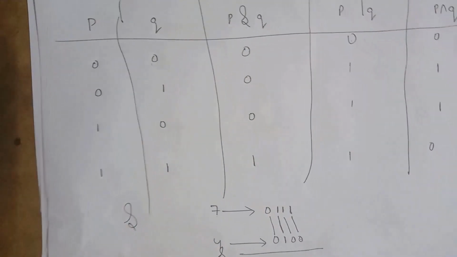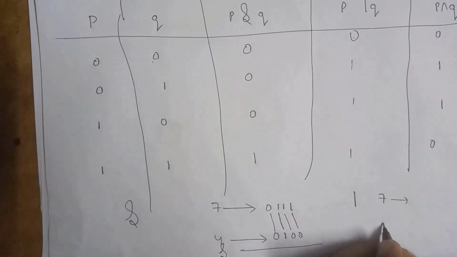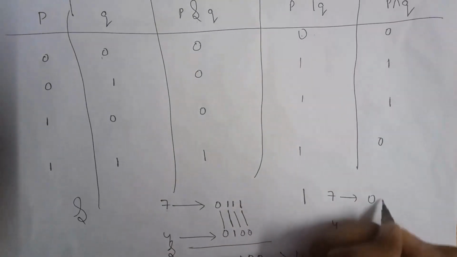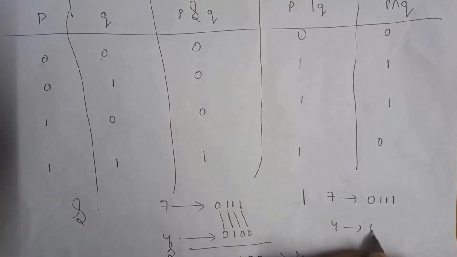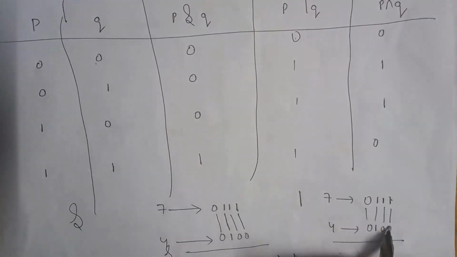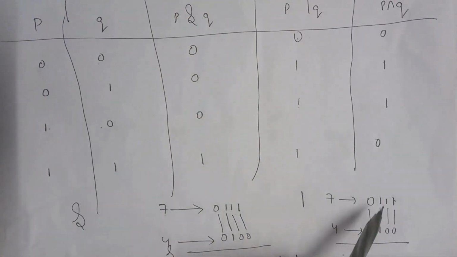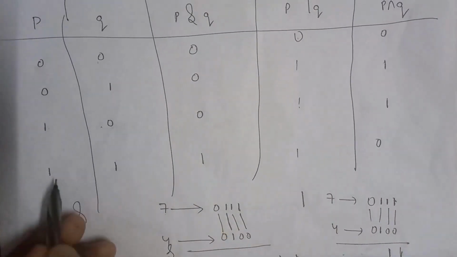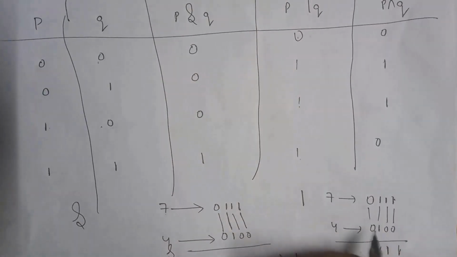Now we will perform bitwise OR for number 7 and number 4. If you convert 7 into binary, you will get 0, 1, 1, 1. And if you convert 4 into binary, you will get 0, 1, 0, 0. Now you need to compare both. For bitwise OR, if the value is 1 and 0, then the result is 1. Similarly for 1 and 0, the result is 1. And similarly for 1 and 1, the result is 1. And for 0 and 0, the result is 0.